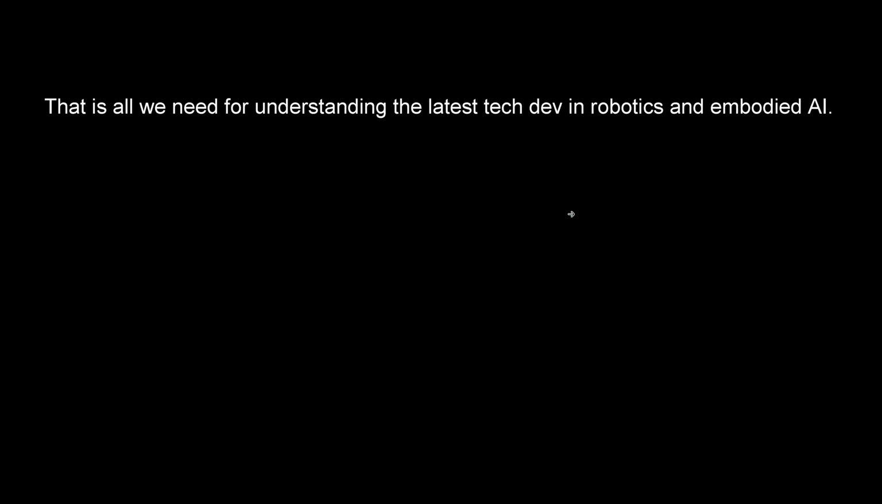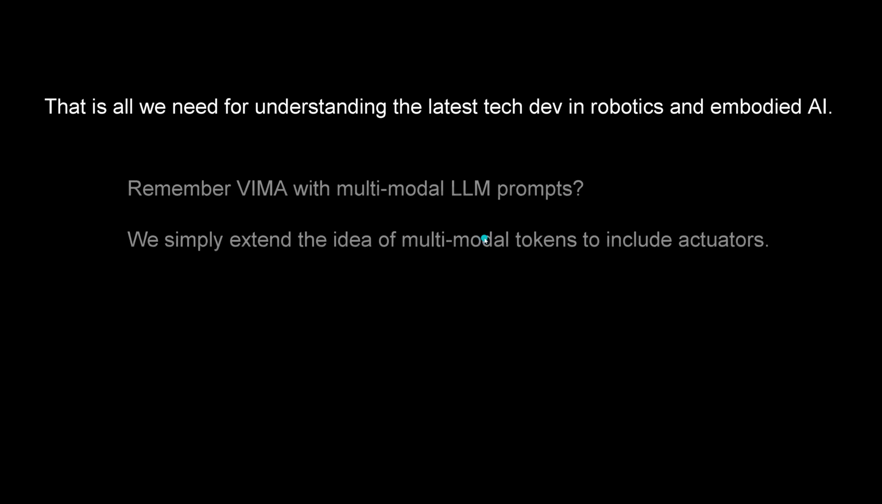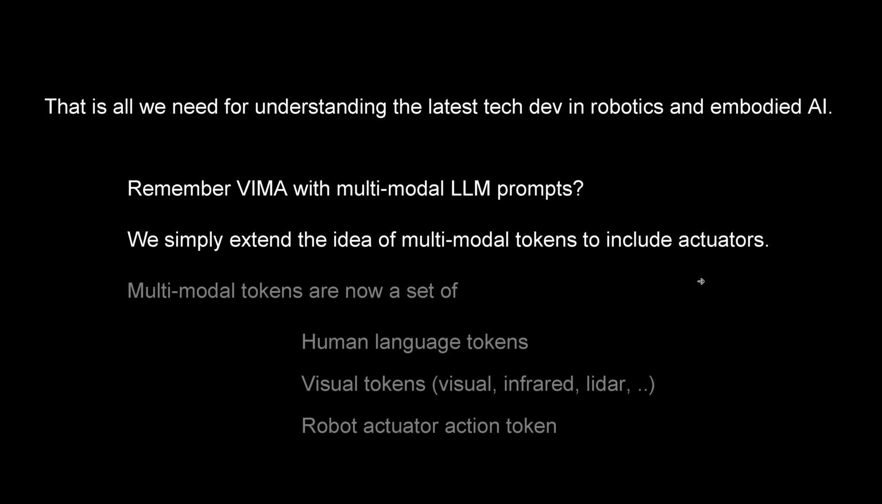And you're not going to believe it. This is all we need to understand the latest technology development in robotics or embedded AI or however you want to call it. Do you remember in the second robotics video, VIMA with our multimodal LLM prompts, where we had a textual prompt and some images, some pictures, of how we want the initial condition or the end result to look like? Now, we simply extend this idea to multimodal tokens that now include actuators for our robotic system. It is as easy as this.